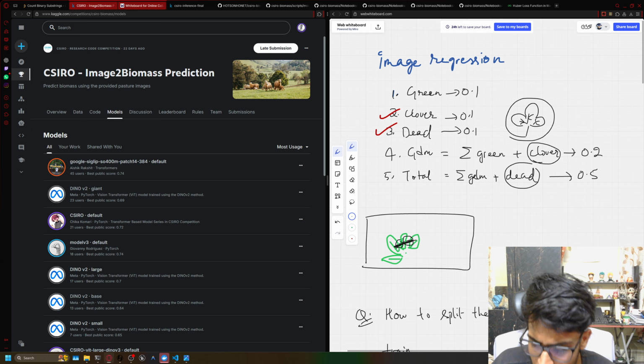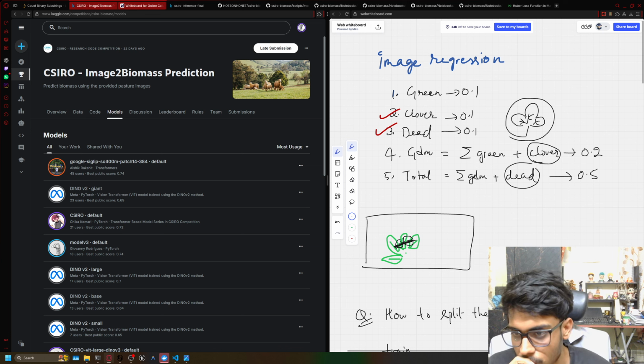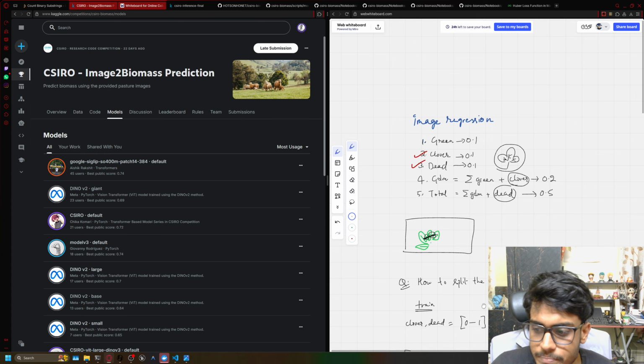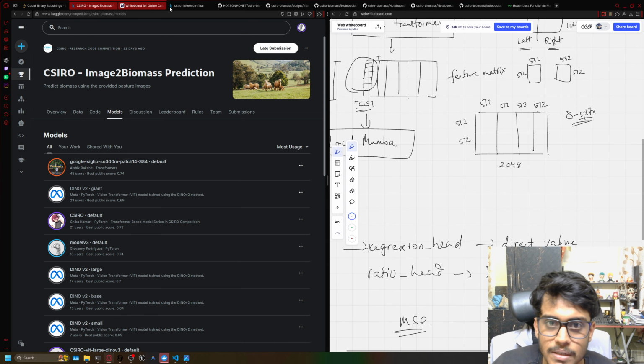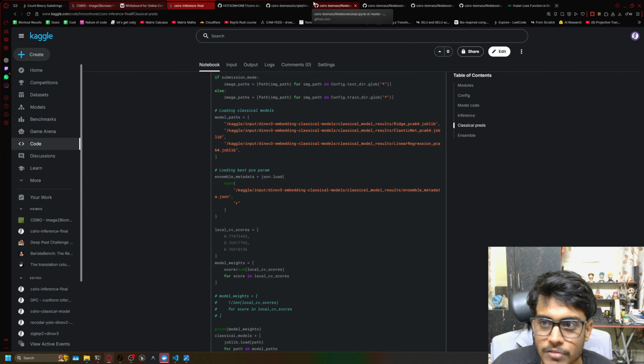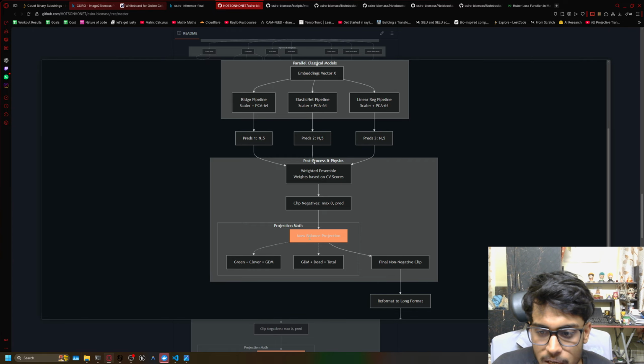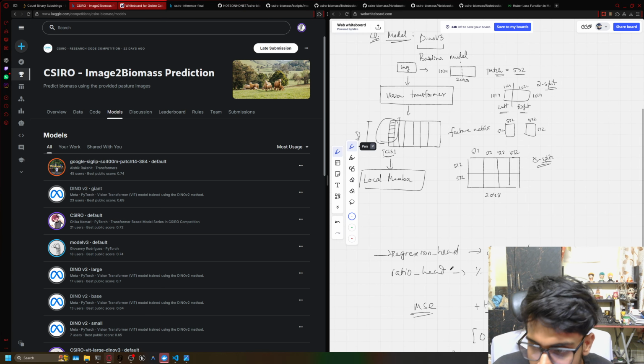In order to satisfy this physics constraint, I went through some public notebooks. Those people were also having some issues. One of the voted notebooks had a strategy of using Lagrangian multipliers, and that was the main idea behind this mass balancing projection. The idea was pretty simple.